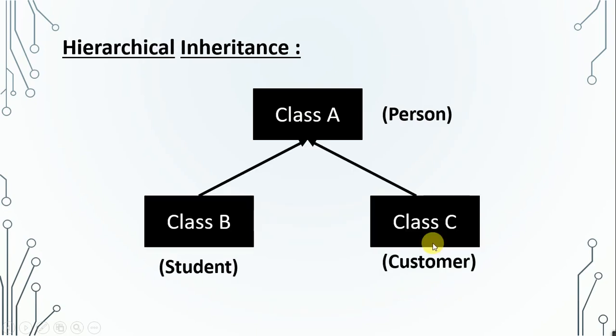Next, we have hierarchical inheritance. When we have multiple subclasses and one superclass, we can say it is hierarchical inheritance. As you can see here, we have two subclasses, B and C, which inherit the properties of one same superclass, which is class A. You can take the person example for hierarchical inheritance, where a person can be a student or a customer at different times or in different situations. So this is hierarchical inheritance.